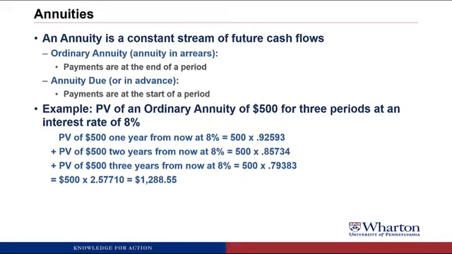That's the same as saying it's $500 times 2.57710, which is the combination of those 3 discount factors, gives you the present value of the annuity of $1288.55. So the nice thing about annuities is if it is the constant payment, we don't have to do 3 separate present value calculations for each of the 3 payments. Instead, we're going to have a table that'll give us one factor that will allow us to do one calculation to figure out what's the present value of getting that annuity of $500 at the end of each of the next 3 periods.